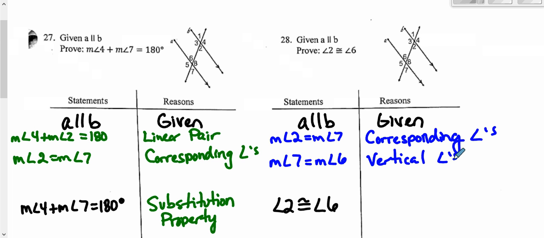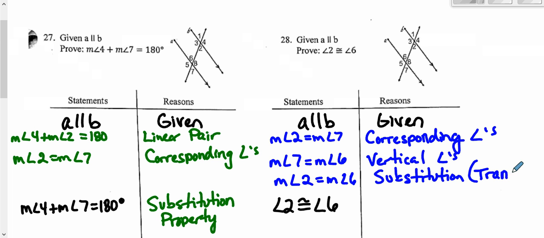So then if 7 is equal to 6 and 7 is equal to 2, well, then 2 would be equal to 6, of course. So I'll say the measure of angle 2 is equal to the measure of angle 6, and this would be by substitution. Now, I also mentioned in the notes that we could also say here, if we wanted, instead, transitive property. So it's either substitution property or transitive property. Either way will work there.